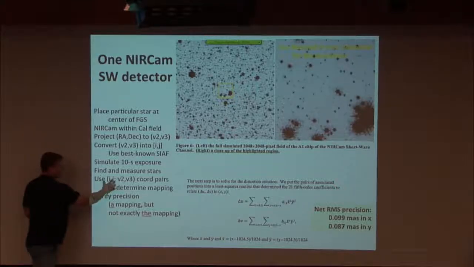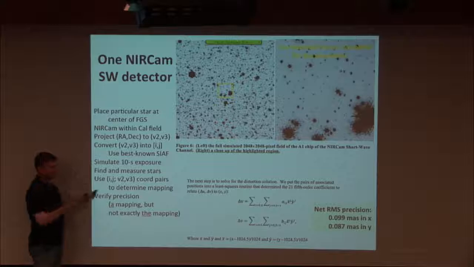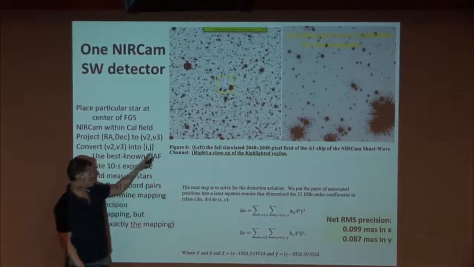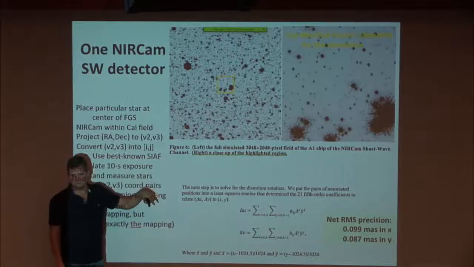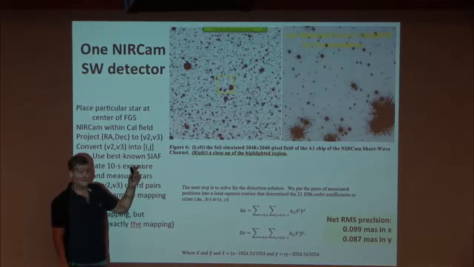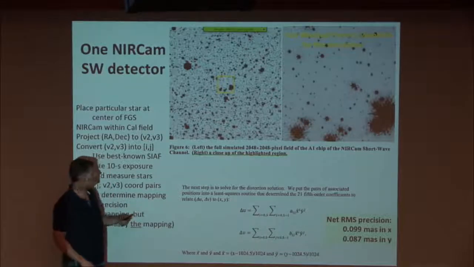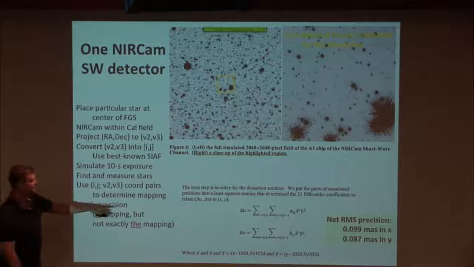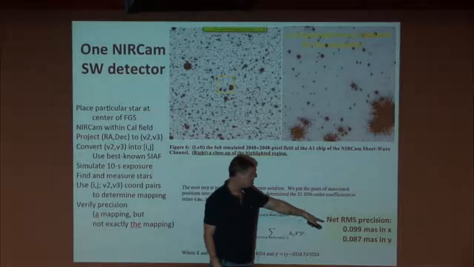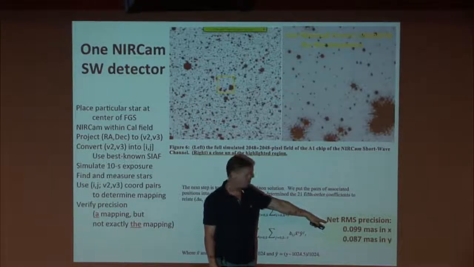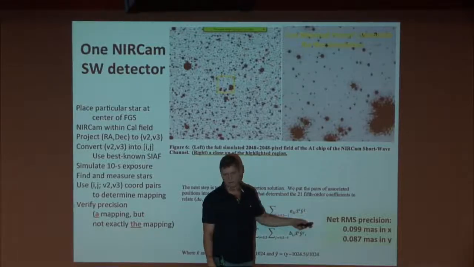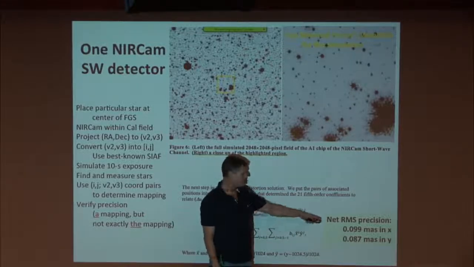So this pair of coordinates allows me to define a linear or a nonlinear transformation from the image plane into the V3 plane. And that allows me to test how well I was able to back out what I put in. Yeah, the net RMS precision with NearCam is crazy good. It's 0.099 milliarcseconds in X and 0.087 milliarcseconds in Y. So the requirement is 5 milliarcseconds.